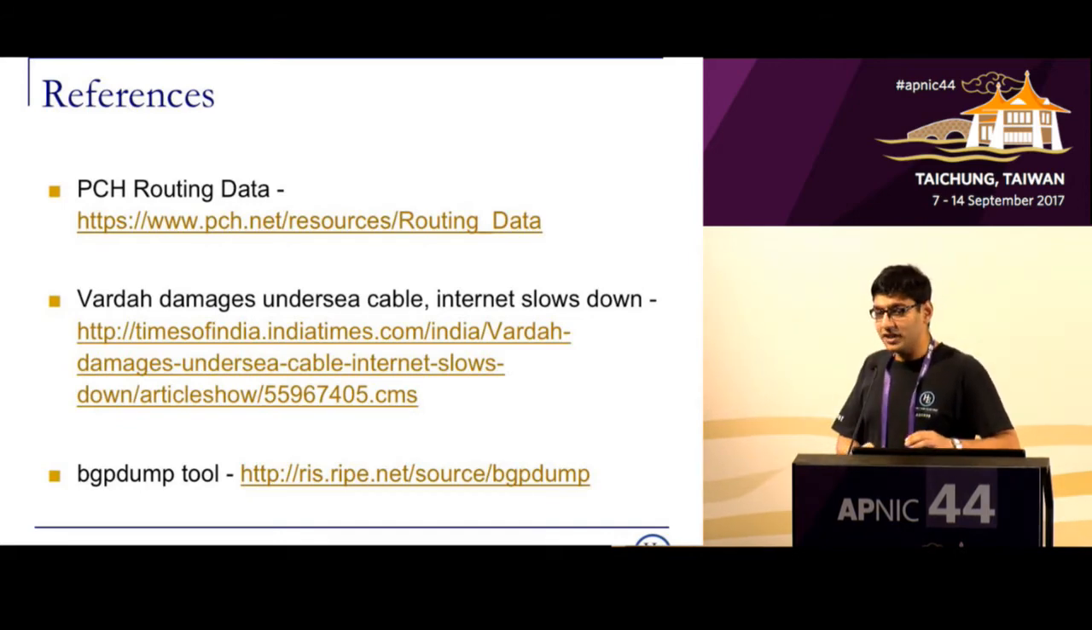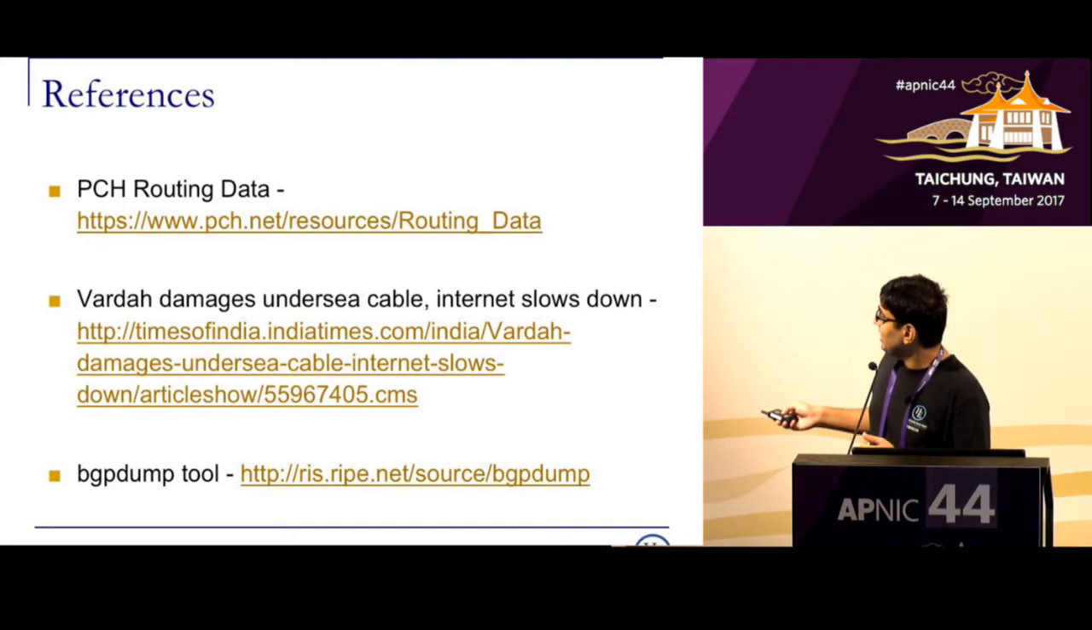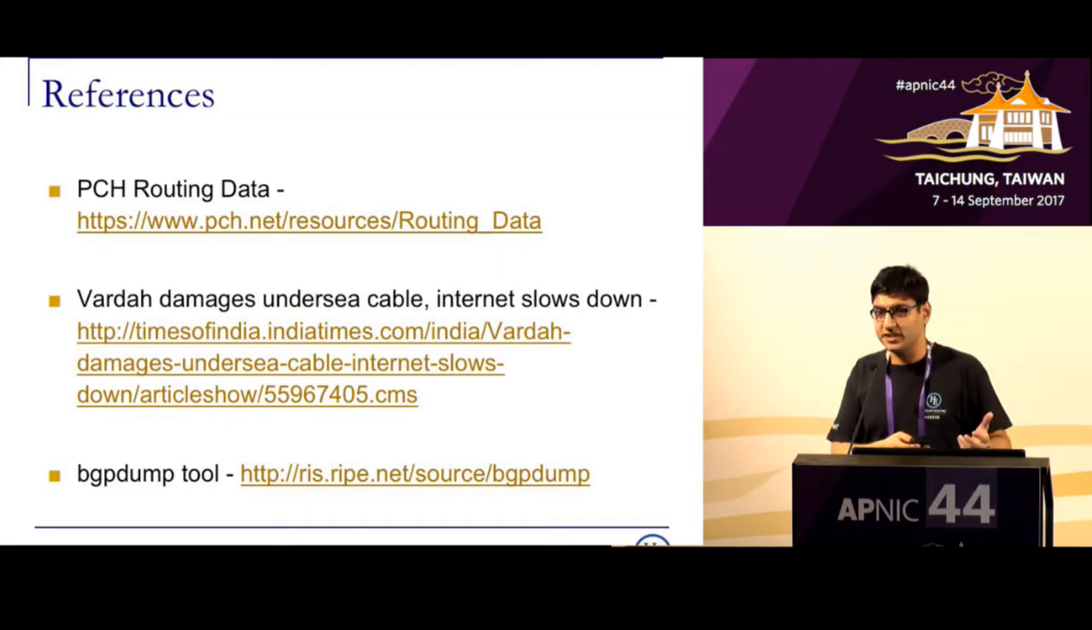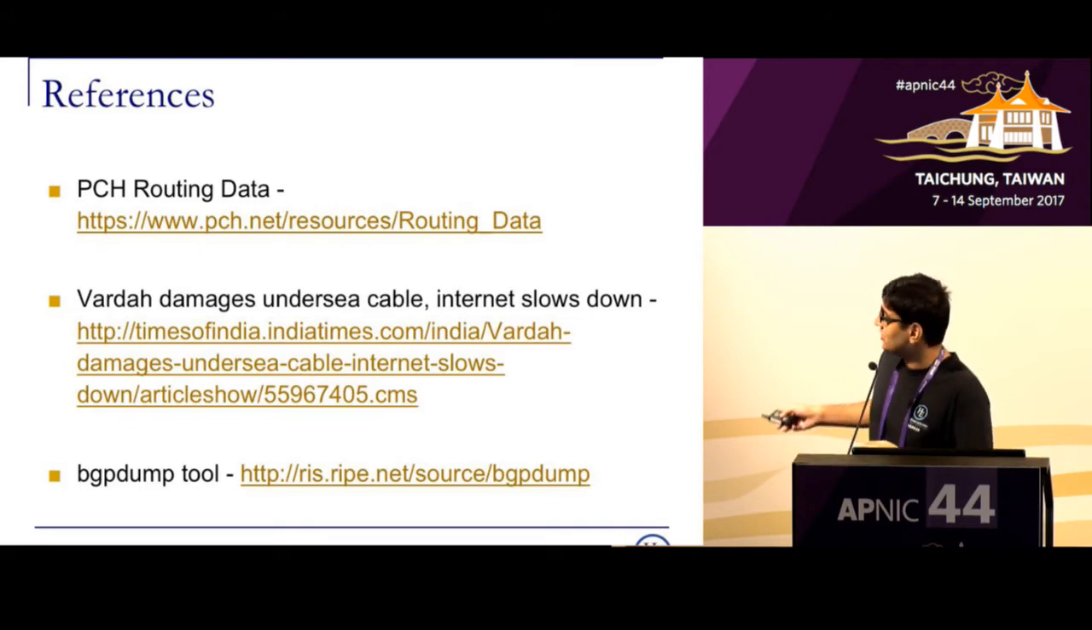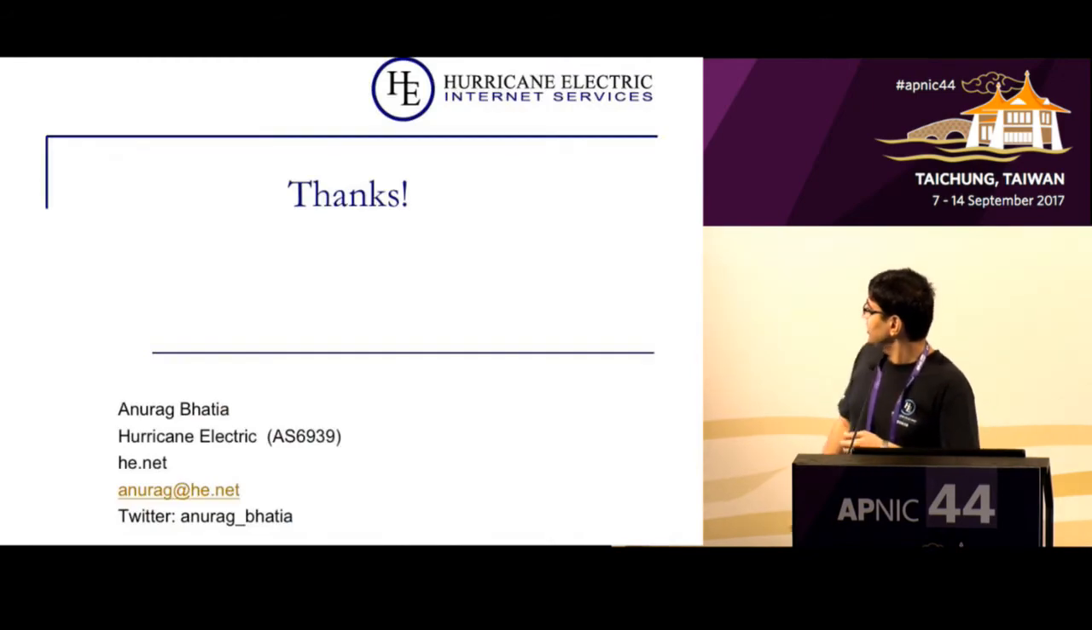One thing I love about it is that it has the BGP dump style dumps for the withdrawals and announcements. But for the routing table, it's still show IP BGP, so it's a little bit tricky to parse. You need to write something around it. One of the news articles is just telling about the internet slowing down, and the BGP dump tool from RIPE, which you can use to analyze the tables. That's about it. Thank you.